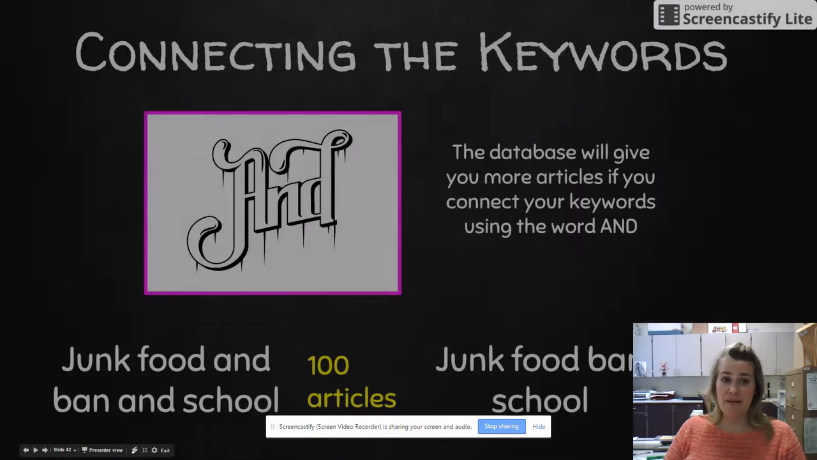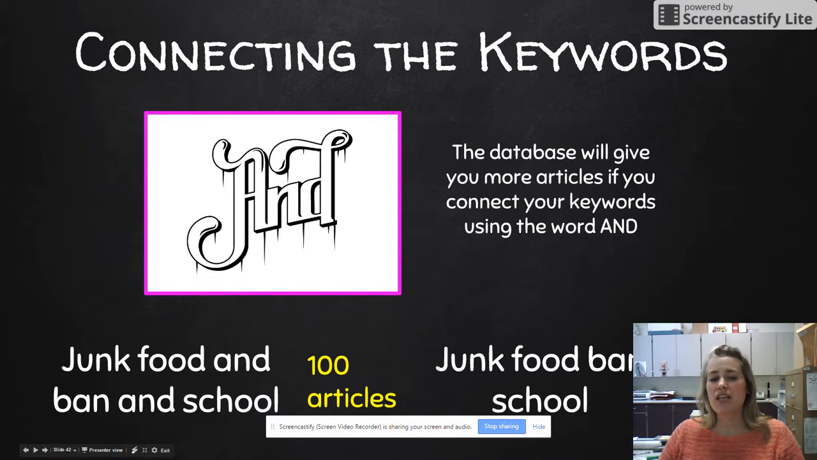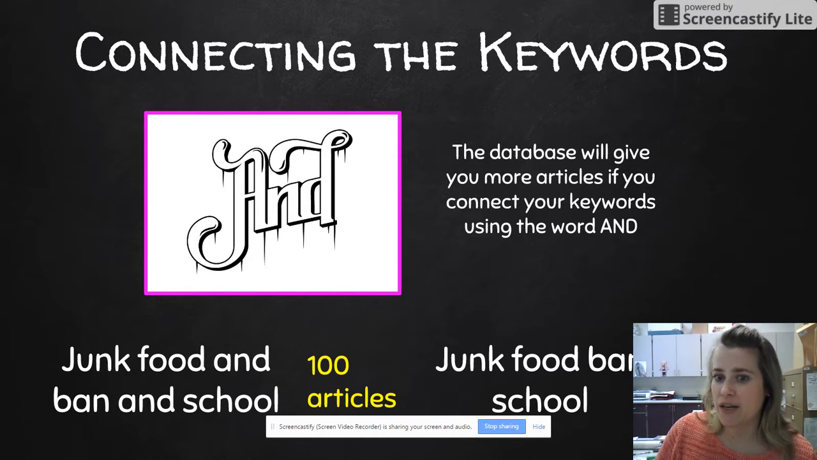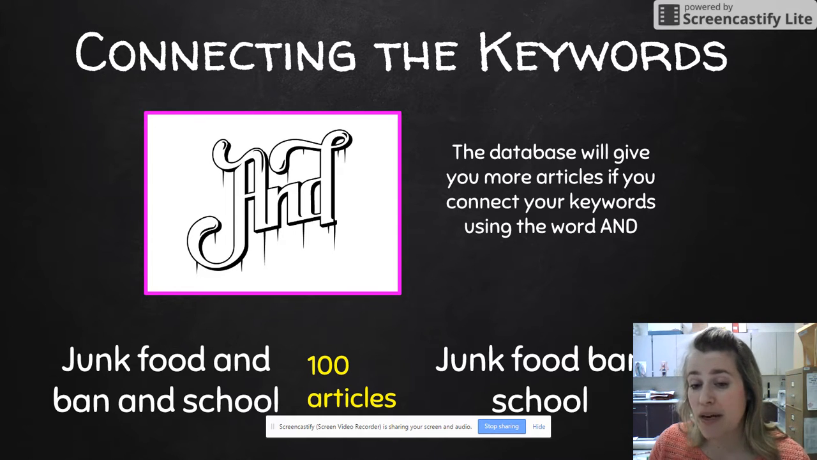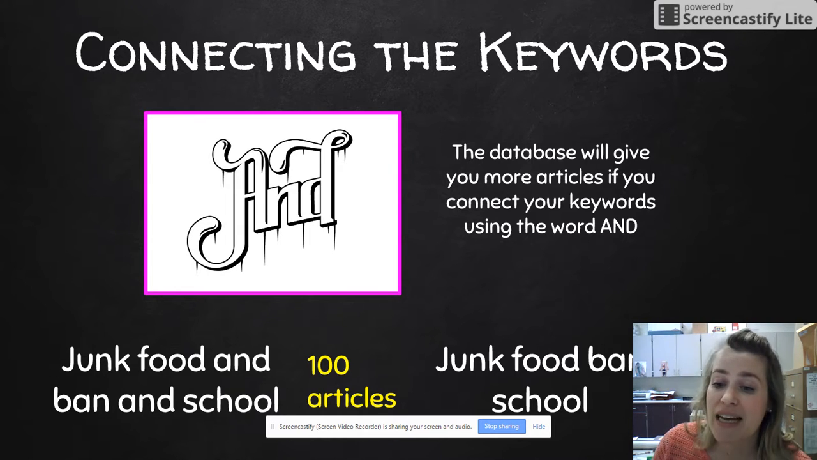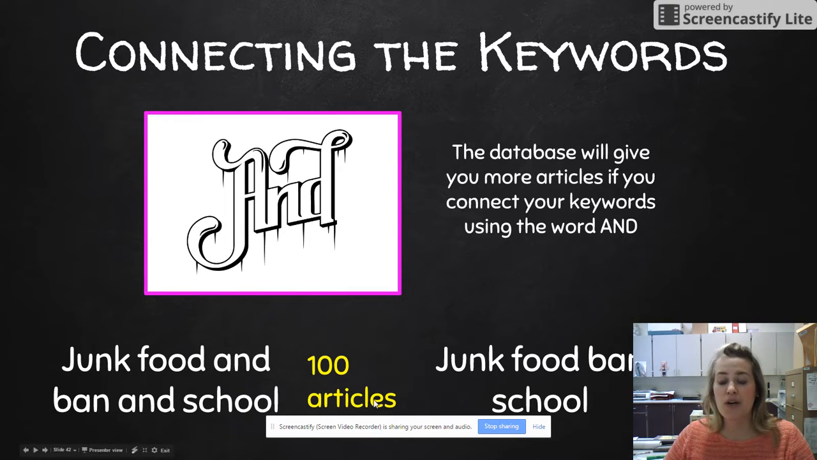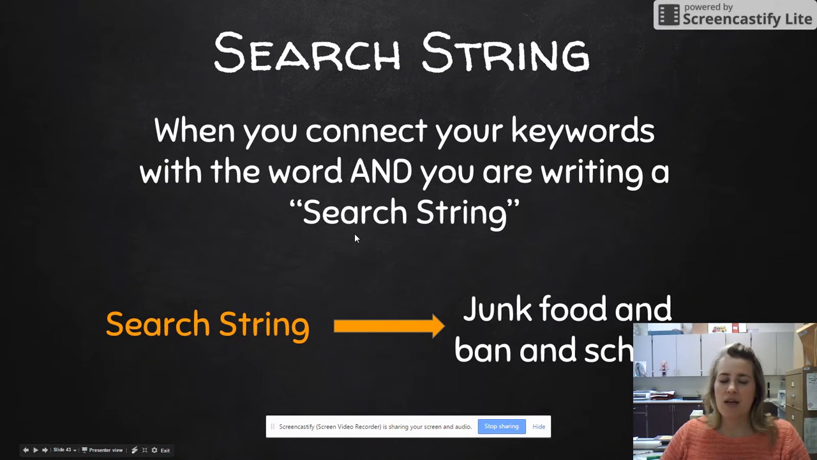So when you've done that, the very last thing we're going to talk about is connecting your keywords. The database is going to give you more articles if you connect your keywords using the word and. For example, if I type into the search box on the database, junk food and ban and school, I'm going to get 100 articles back. But if I type junk food, ban, school, I'm only going to get 10 articles. So when you search the database, it's really important to connect your words with the word and.